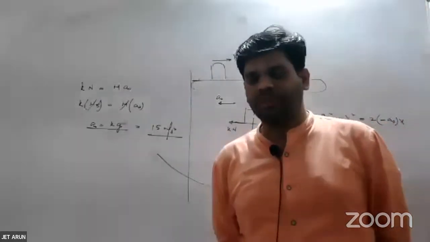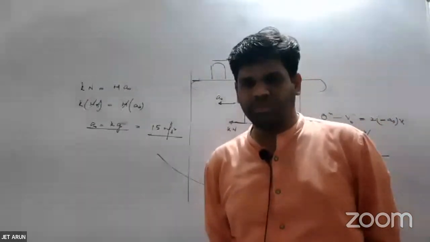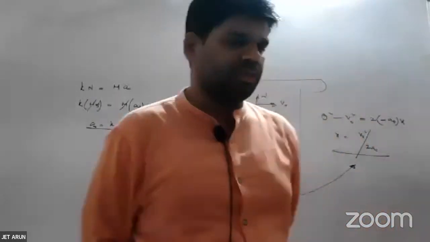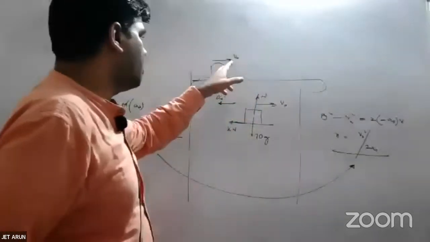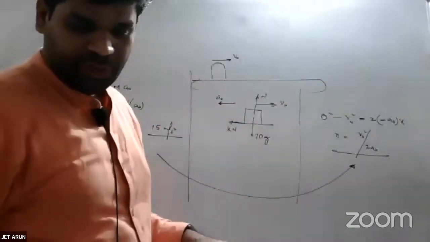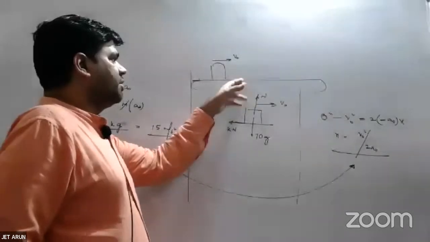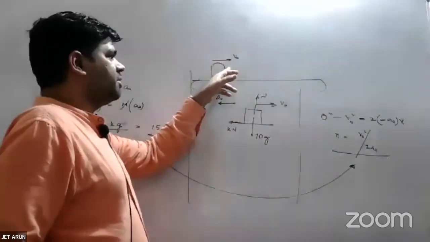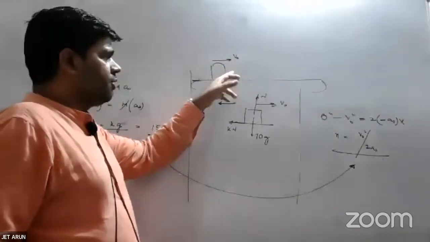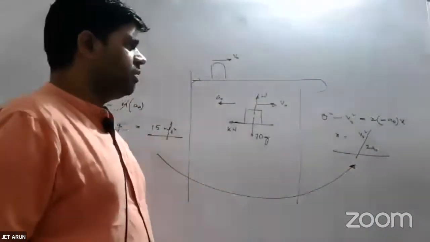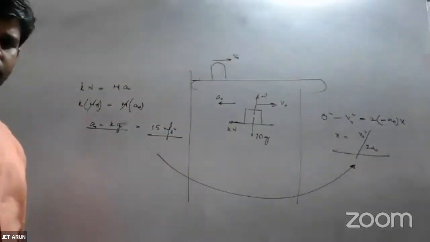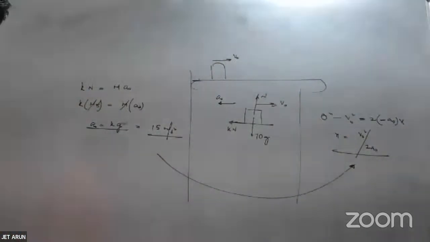Do you have any doubts in this question? Sir, the answer is 25 by 3? Check the calculation. V naught is 5, because the conveyor belt was moving with 5. Suddenly it stopped, and the block will also acquire the velocity of 5. So V square is 25. 25 by 2 into 1.5, that is 25 by 3. Yes, that's right. The answer given here is 25 by 3 itself.